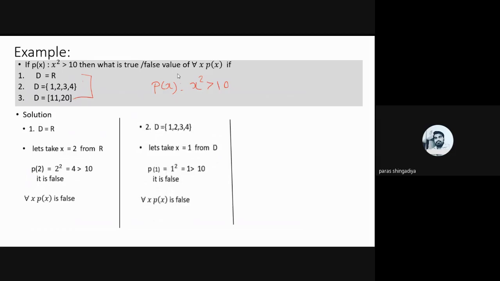For d equal to r, we consider the value 2, where p of 2 becomes false, so for every x, p of x will be false. And here d is equal to 1, 2, 3, 4, so consider x equal to 1, and p of 1 becomes false, so for every x, p of x will be false.